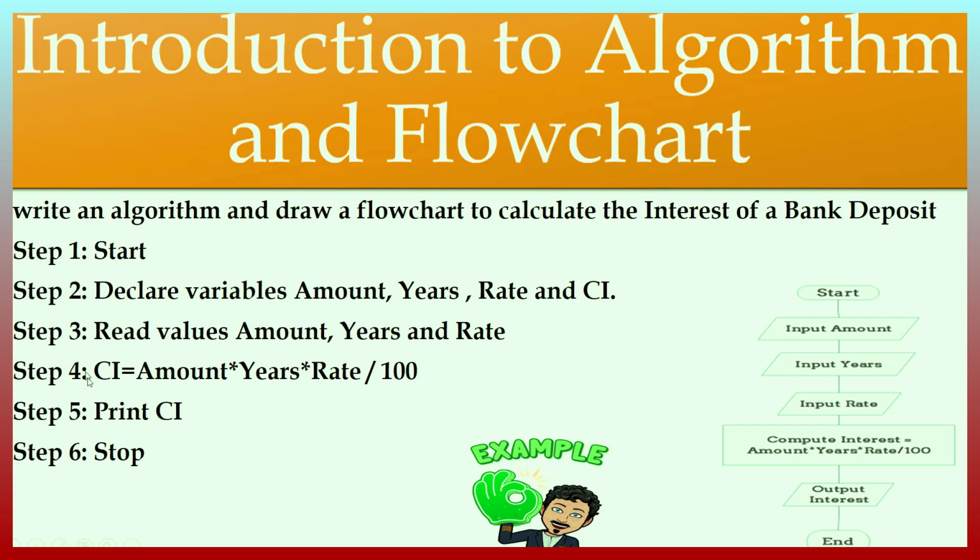And compound interest, step 4, you want to calculate the process. That is, CI, compound interest equal to amount multiplied by years multiplied by rate divided by 100. And the result will be stored in CI. So step 5, you want to print the value CI. And step 6, stop. Now we want to convert the steps into diagrams.